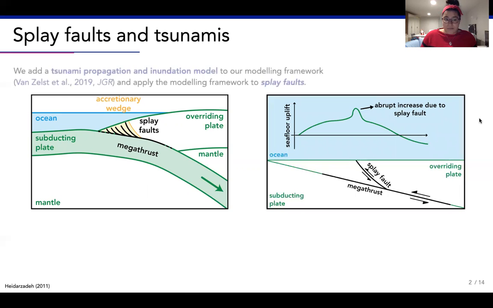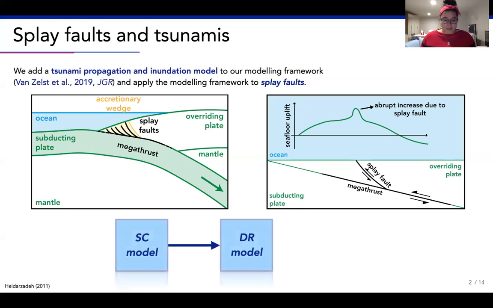What are we going to do? Well, we are going to add a tsunami propagation and inundation model to our modeling framework that you can find in this paper we published last year, if you're interested. And we are going to apply this whole modeling framework, consisting of 3 codes, to splay faults. So this is basically what it looks like. We start with a geodynamic seismic cycle model, use the output of this as input for the dynamic rupture model, and then use the output of the dynamic rupture model as input for the tsunami model.